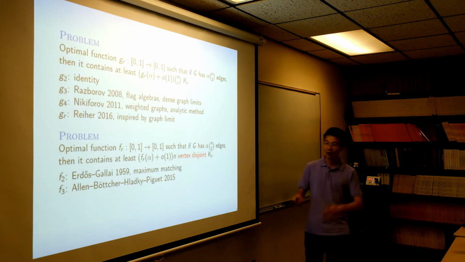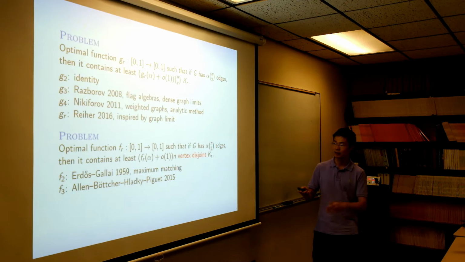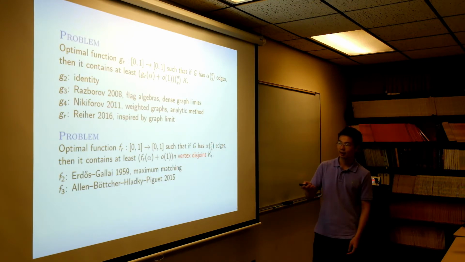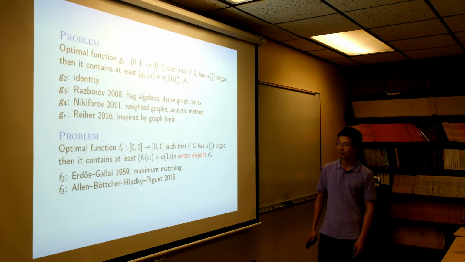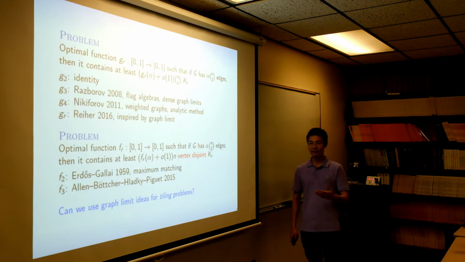And for alpha equal to 2, this one was proved by Erdős and Gallai, and for alpha equal to 3, it was proved by Allen, Böttcher, Hladký, and Piguet, which means you give me edge density at least alpha, and I ask you how many vertex-disjoint triangles you can guarantee. And of course, it is a density, so you don't need to care about the little o(1). Again, these are large graphs. So we somehow want to use some ideas from graph limits to study such problems.